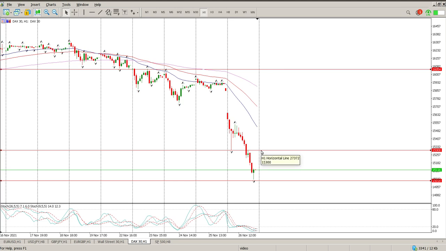An area to pay attention to is 15,300, if we can gap above it, but you've got a weekly gap below, so it's going to be a little bit dicey to start jumping in on those. But we'll wait for the structure and see if we can find opportunities to trade this thing.